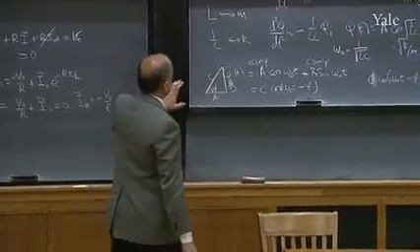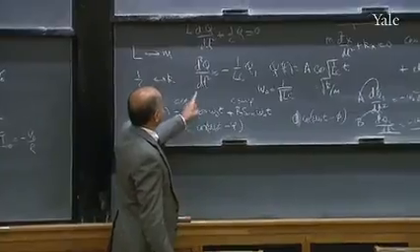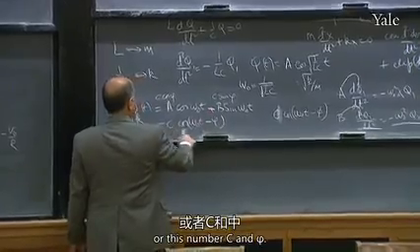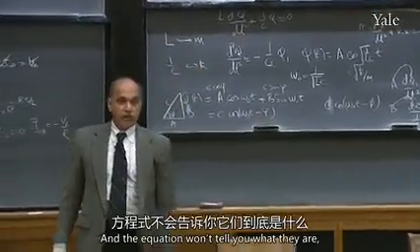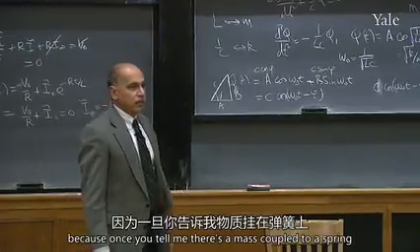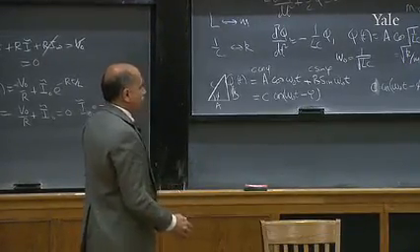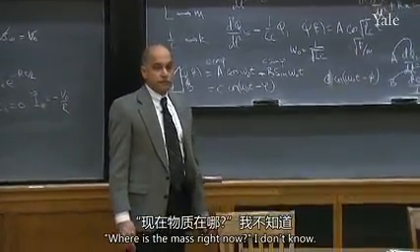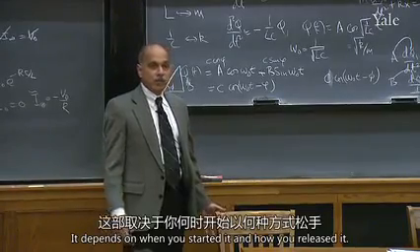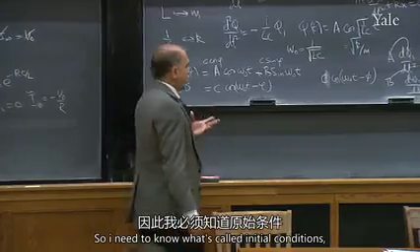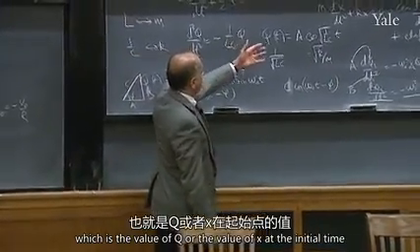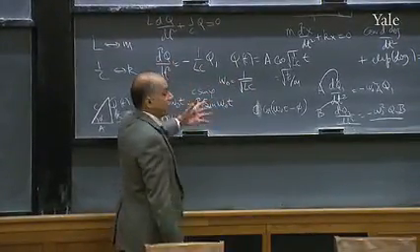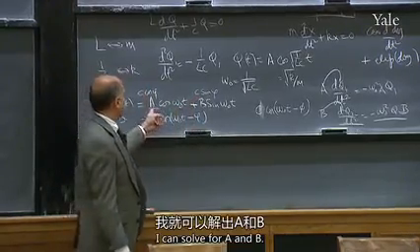So the differential equation, with the second order in time, will always have two unknown parameters in it. You can choose them to be these numbers A and B, or this number C and phi. And the equation won't tell you what they are, because once you tell me there's a mass coupled to a spring, and I say, okay, this is the spring constant, this is the mass, and I ask you, where is the mass right now? I don't know, because it depends on when you started it and how you released it. So I need to know what's called initial conditions, which is the value of q or the value of x at the initial time, and the value of the velocity or the current at an initial time. With those two pieces of information, I can solve for A and B.